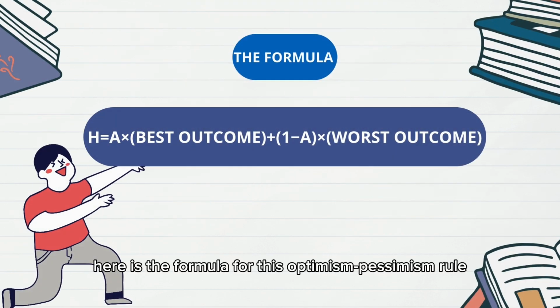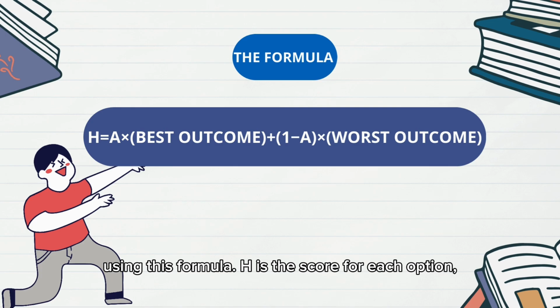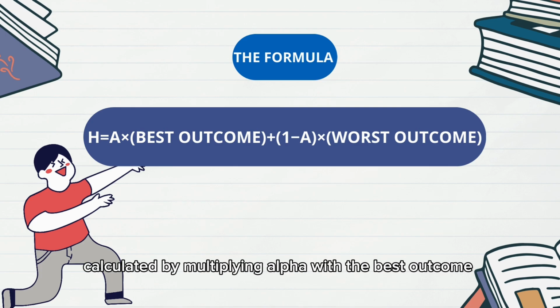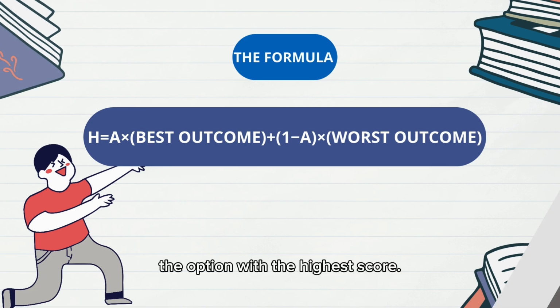Here is the formula for this optimism-pessimism rule. The rule combines the best and the worst outcomes using this formula. H is the score for each option, calculated by multiplying alpha with the best outcome, and 1 minus alpha with the worst outcome. The decision maker chooses the option with the highest score.